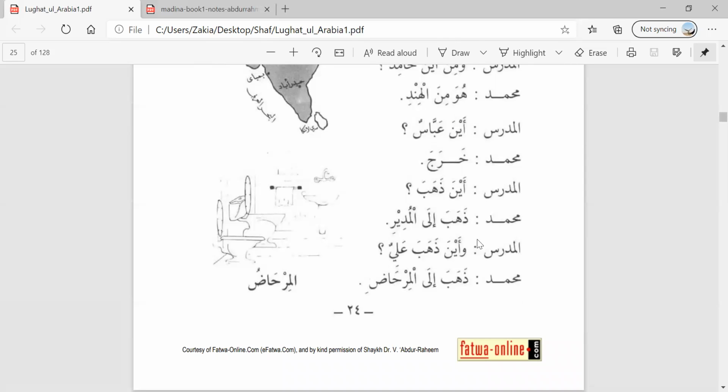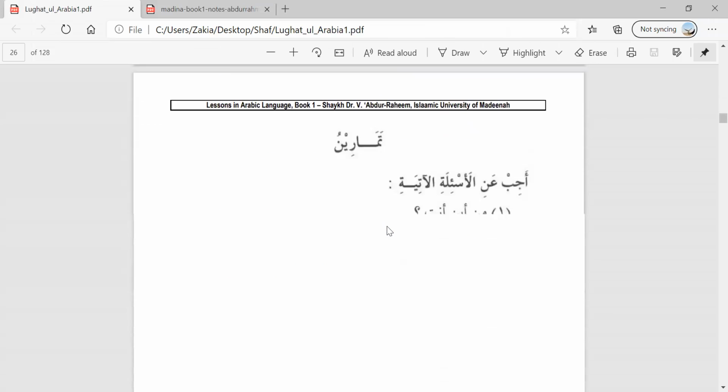So here, remember, zahaba. The base verb is zahaba. When we see any basic verb, we know it's referring to he, third person, masculine. Okay, don't forget that. Here again, ذهب إلى المدير. ذهب إلى المدير. He went to the principal. Okay, mudir is a manager, but here in the book it is referred to as the principal.